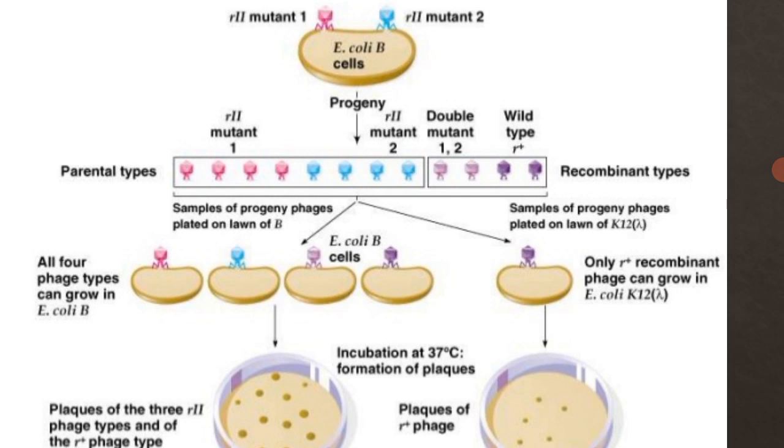And therefore this R plus wild type of the bacteriophage is only able to grow on the E. coli K12 lambda strain. Okay, this is why we did this, to check whether we really got this type of mutants or not, and then we got successful results as expected, right?